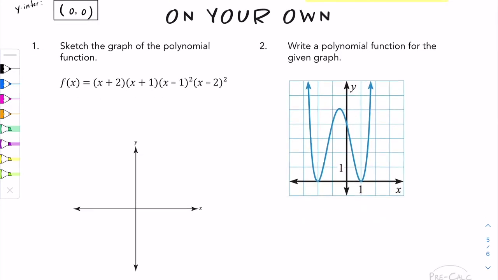And for this on your own section, I'm just going to bring the answers in from my website, and I'm just going to talk about them.